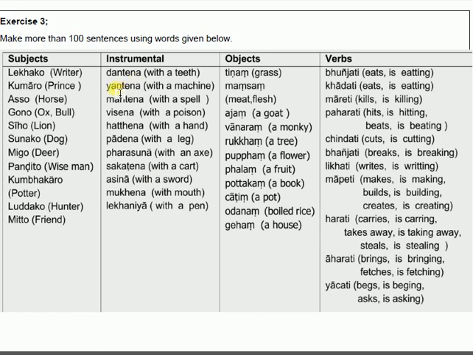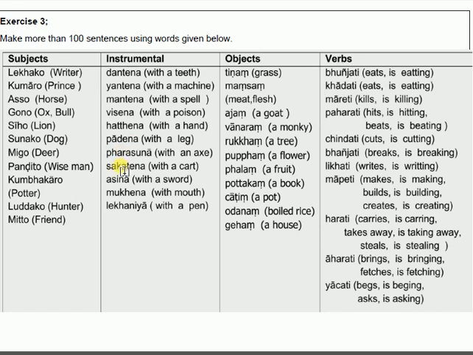First one. Dantena, dantena, with teeth. Yantena, yantena, with a machine. Mantena, mantena, with a spell. Visena, visena, with poison. Hatthena, hatthena, with a hand. Padena, padena, with a leg.